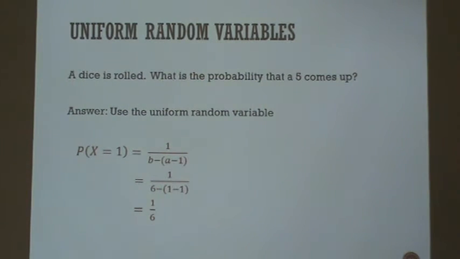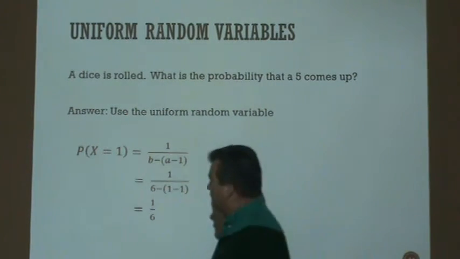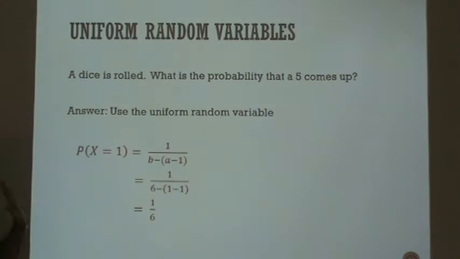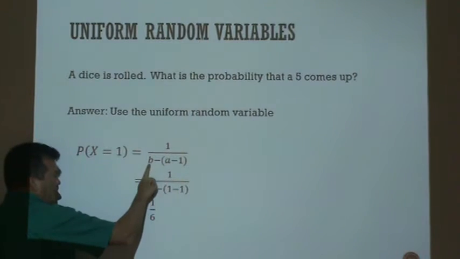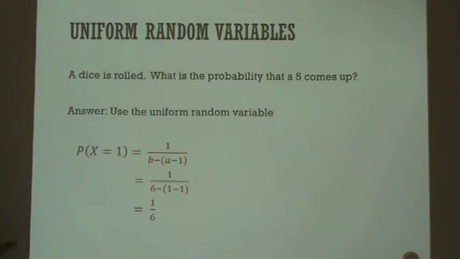Okay, so the uniform distribution, we've seen this before with a dice. This is basically every possible outcome having the same exact probability. So in the discrete case, for a dice, the numbers can range anywhere from A being the smallest number to B being 6, the highest number.